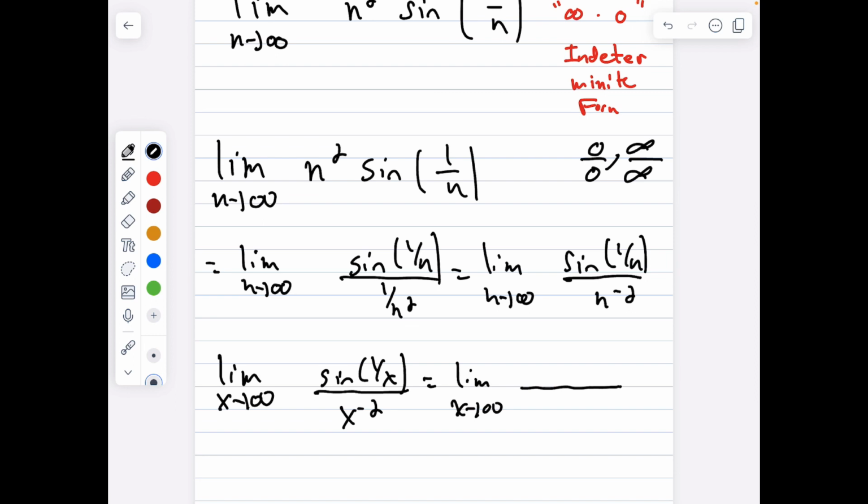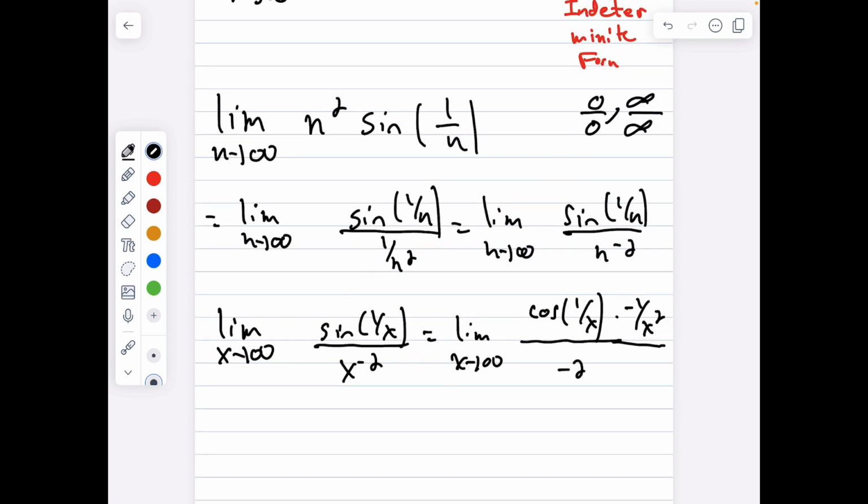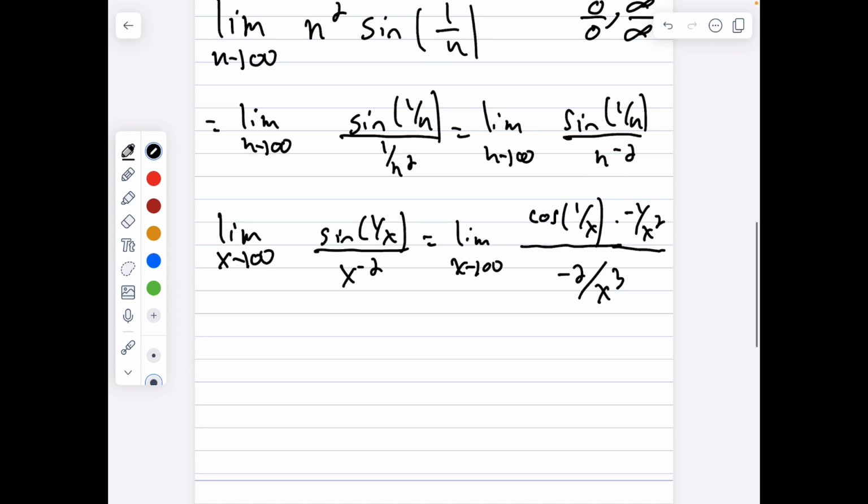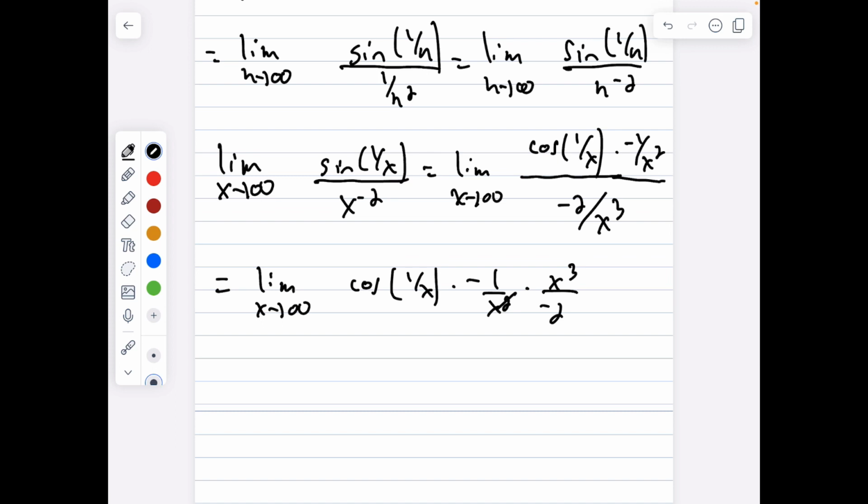We're going to take derivatives of the numerator and denominator. The numerator is going to be cosine of 1 over x times minus 1 over x squared. I used the chain rule on that. And for the denominator, it's minus 2 over x cubed. I would maybe pause this video to see why that is. And I'm going to simplify this a bit. This becomes cosine of 1 over x times minus 1 over x squared times x cubed over minus 2. So using some algebra, some stuff flips, and some x's cancel, and you get x cosine of 1 over x times a half.